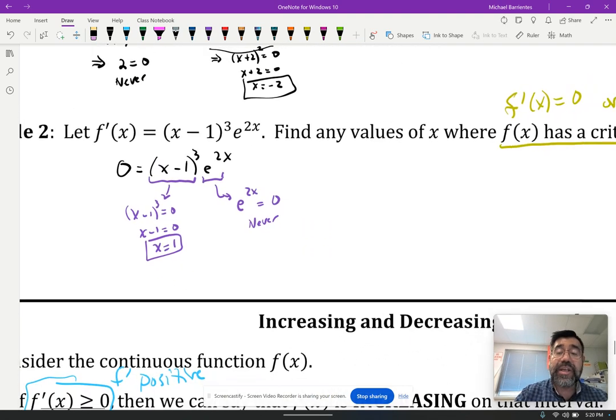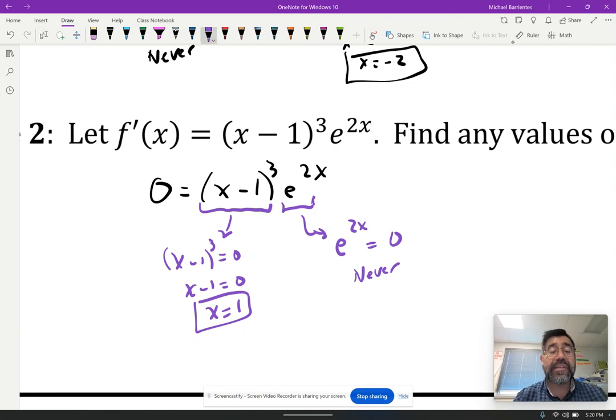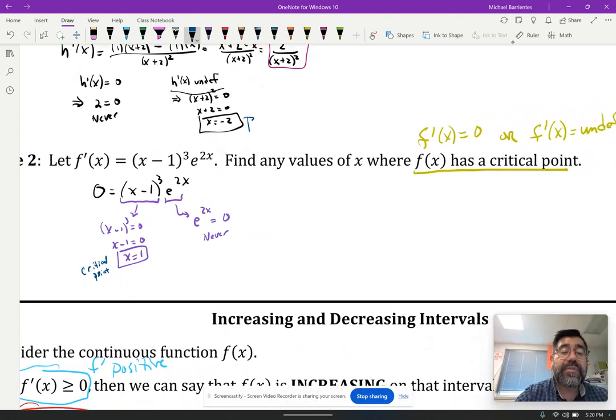And then I should check, when is f prime undefined? Well, this really isn't undefined, because this doesn't have any issues by itself, and this doesn't have any issues by itself, and together they don't have any issues. So the function is defined everywhere. The derivative function is defined everywhere. It's just that x equals 1 causes the derivative to be equal to 0. So there's only one critical point here. This is my critical point. And again, some people call it a critical value.